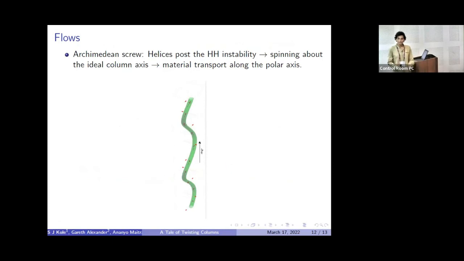So for such a polar system, you see that the symmetry is broken. They undergo this helical instability, and there are these flows. Now, because there is this symmetry broken, then you can have a material transport along the column axis. So it's like a viscous Archimedean screw. It's a spontaneous version of a viscous Archimedean screw.